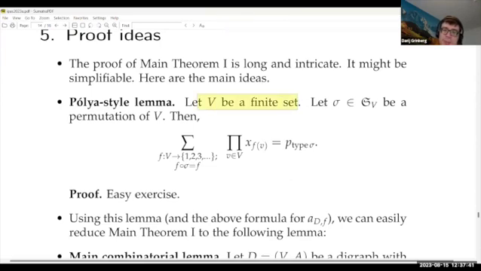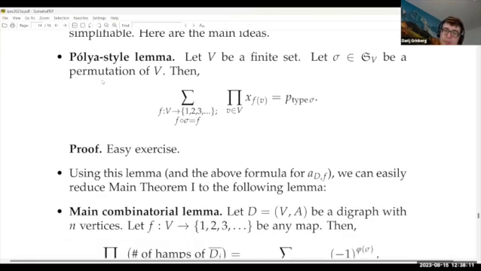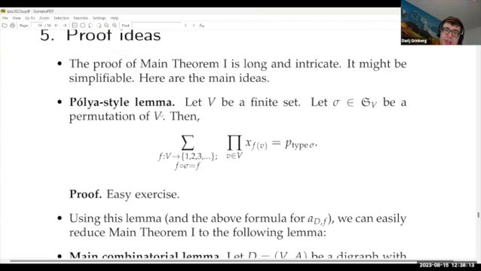You have a finite set V and the permutation sigma, and you sum over all the basically colorings of V that are fixed, that are preserved under sigma, this monomial. The result will be P type sigma. This is an easy exercise, and I'm pretty sure I've seen it somewhere. I just don't remember where. I think it's involved in Polya theory, sort of implicitly, but it's simpler than anything you see in Polya theory.